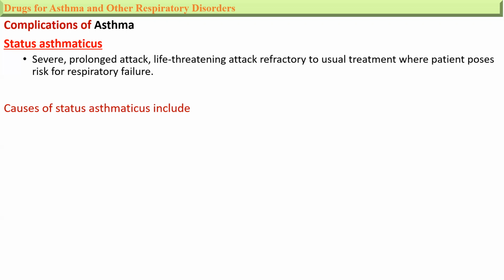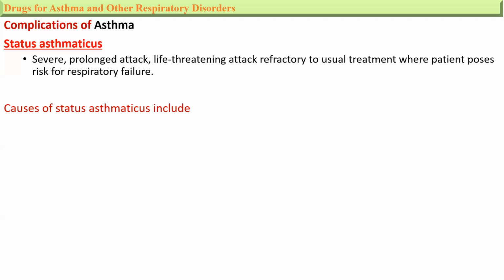We have tried to treat the episode with usual medications, but it has become refractory. So it's a severe, prolonged asthmatic attack that is refractory to the usual therapeutic regimen. It's an emergency situation in which the asthma is unresponsive to drug therapy, and that may lead to respiratory failure. There are a few causes or etiologies of why the patient developed status asthmaticus.